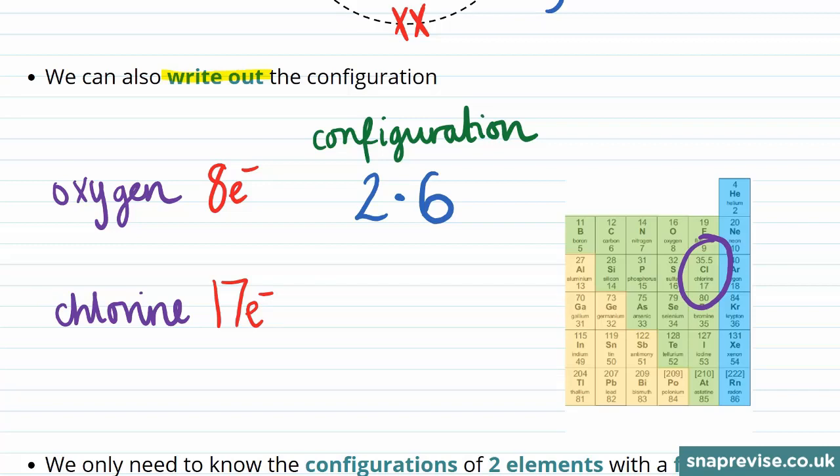So, how do we figure out the configuration? Well, to start with, we know that we'll fill up the first shell first, and that the first shell can only contain 2 electrons. So we start by placing 2 electrons in the first shell and following it by a dot.